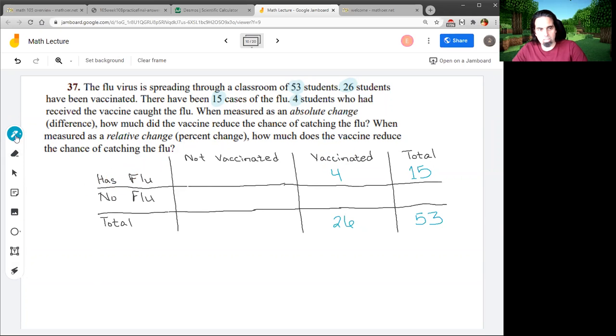So now in green, I'm going to do the rest of the numbers. So 53 minus the 15 gives me 38. 26 minus 4 gives me 22. 15 minus 4 gives me 11. 38 minus 22 gives me 16. And 53 minus 26 gives me 27. Everyone okay with the 2 steps of filling in the table?